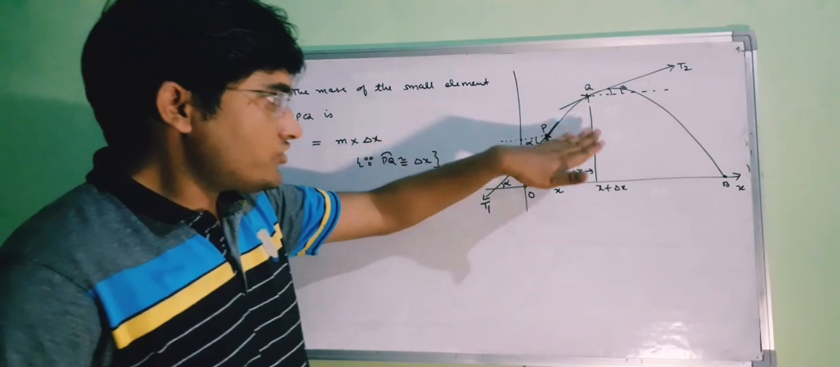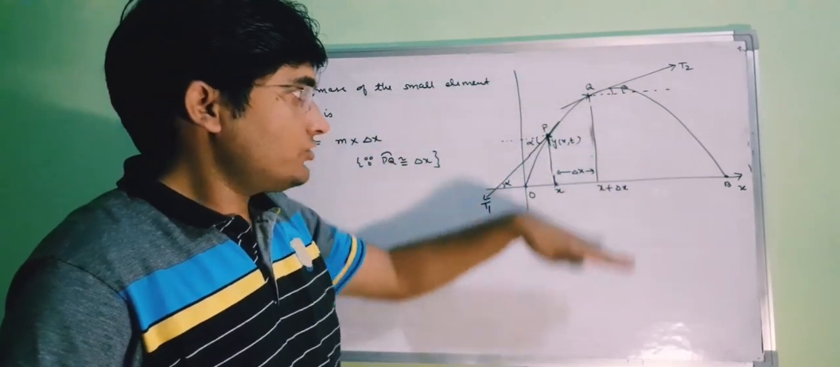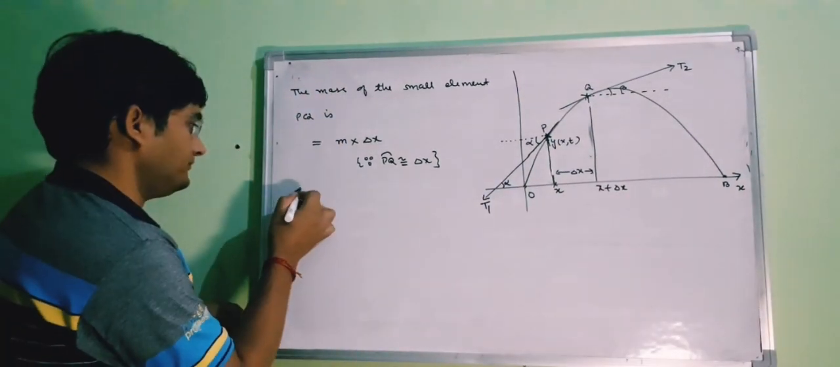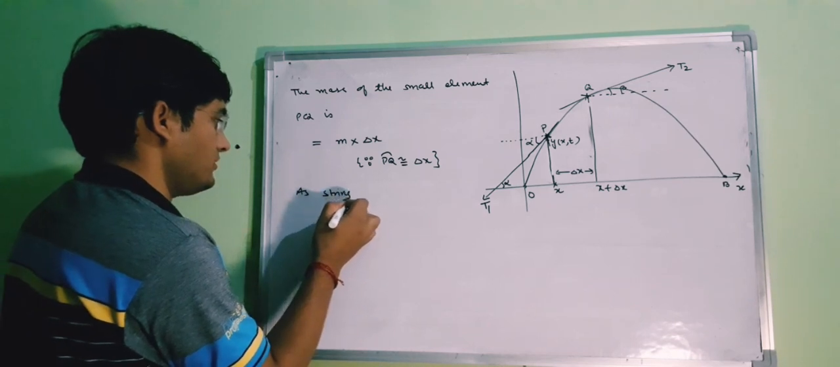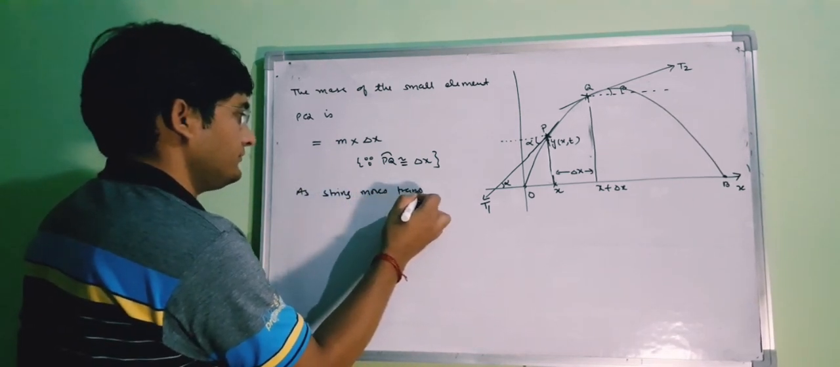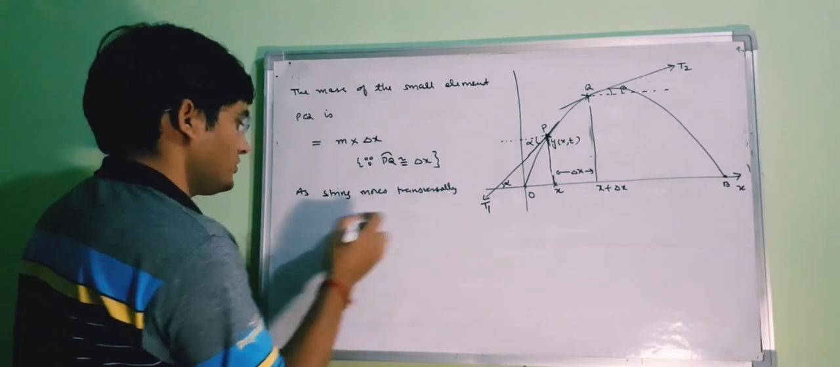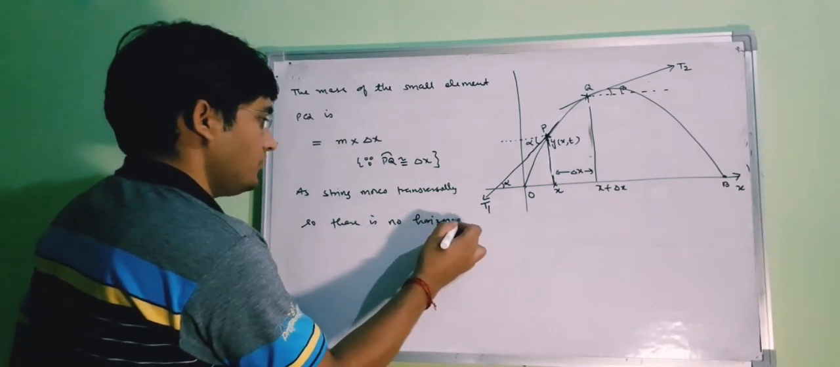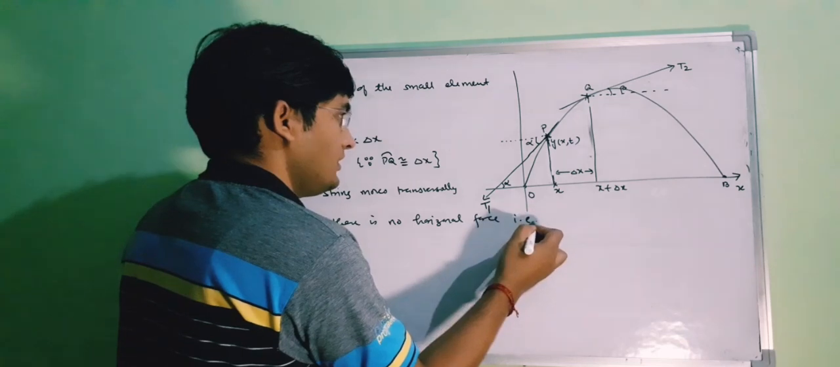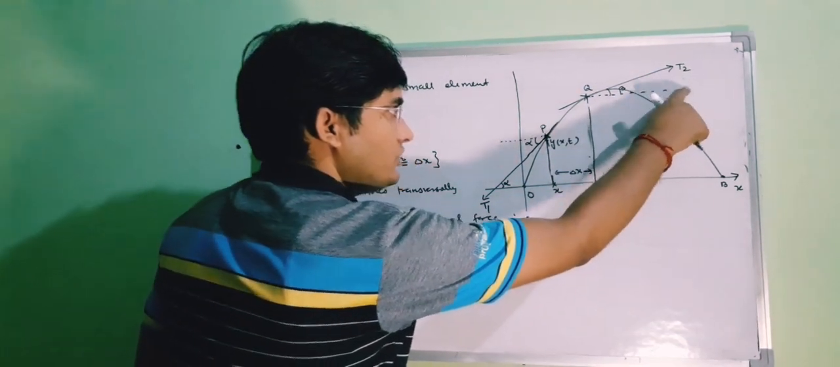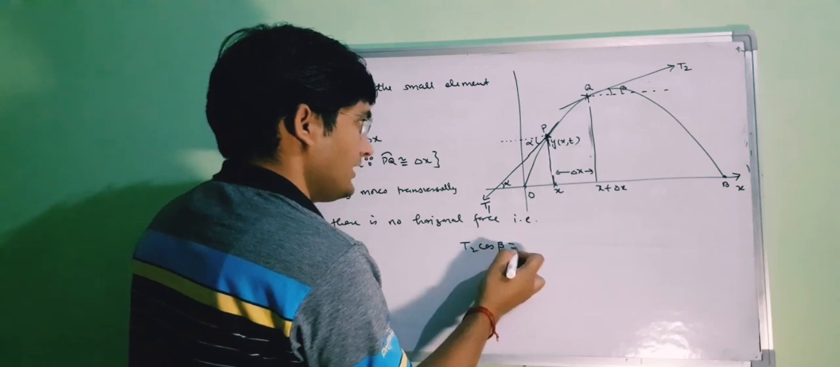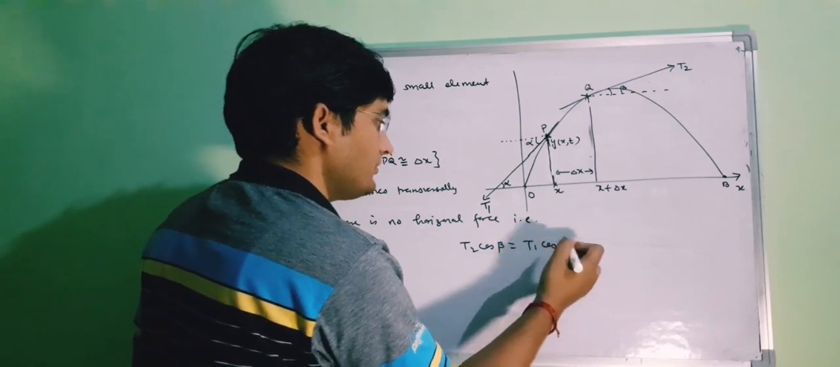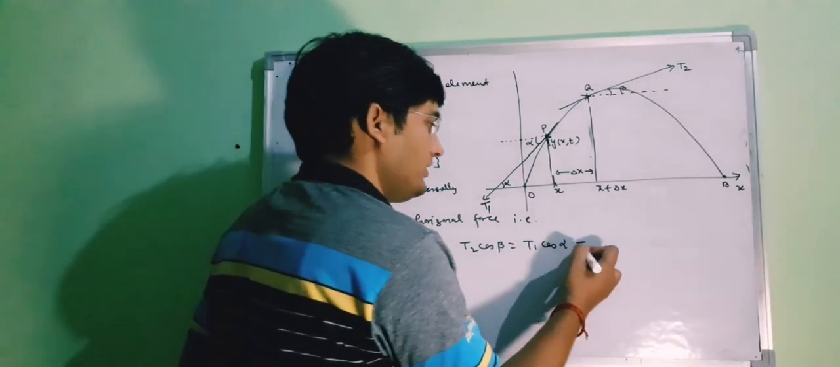Now as the string moves transversely, there is no horizontal force. That means the horizontal component of the tension T2 will be T2 cos beta, and the horizontal component of T1 will be T1 cos alpha. So these two will be equal and they will be constant, say T.